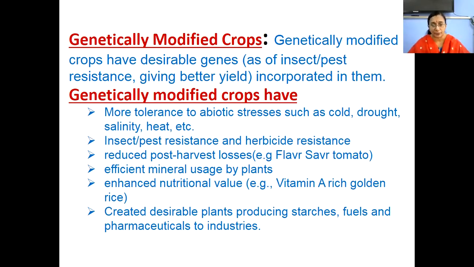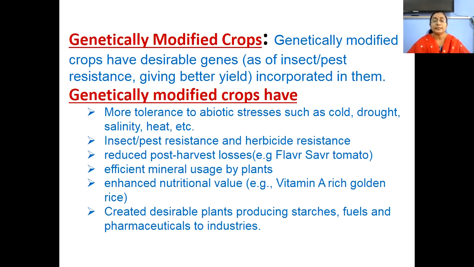For example, if you take tomato, if lots of tomatoes are harvested together and they are not sold at the same time, many of them will start rotting, so that produces loss for the farmers. So we can produce some types of fruits which will not decay immediately and which will have a longer shelf life. Another aspect is efficient mineral usage by plants. Normal conventionally bred plants require large amounts of nutrients from the soil, so early drainage of nutrients from the soil is seen. If we are using genetically modified crops, we can control that.